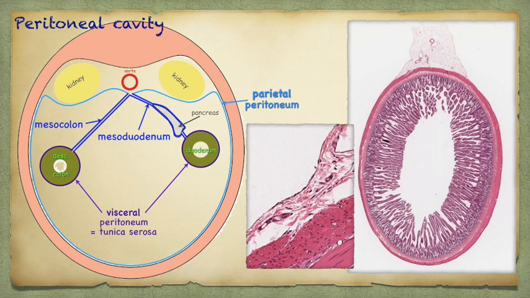Okay, we look at these images on the right. Here's the mesojejunum and the visceral peritoneum, which microscopically we call the tunica serosa. And here close up we see that simple squamous epithelium, or the mesothelium, with its underlying connective tissue, which makes up our tunica serosa. These mesenteries, as you see here, are suspending from the dorsal body wall.